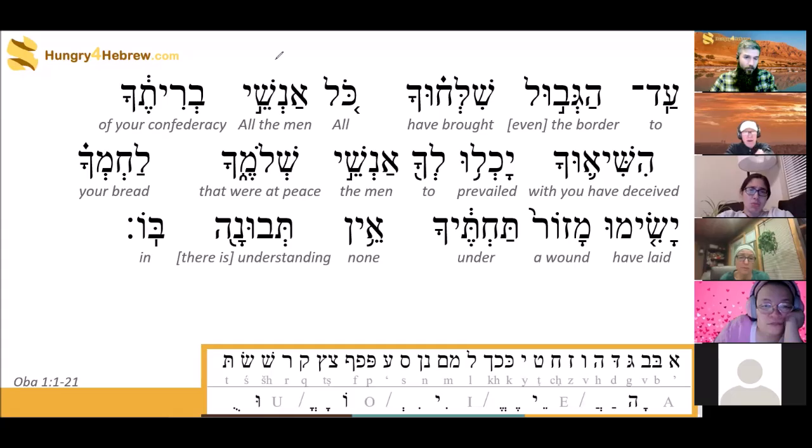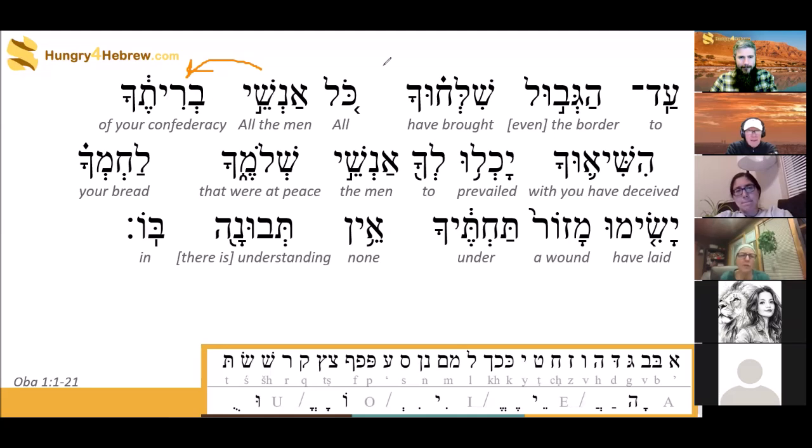So we have a construct form with just anshei. Right. Anshei britecha is definitely construct. This kol, if it were in construct with that, should have probably dropped to a kamatz katan. Why it didn't, who knows?